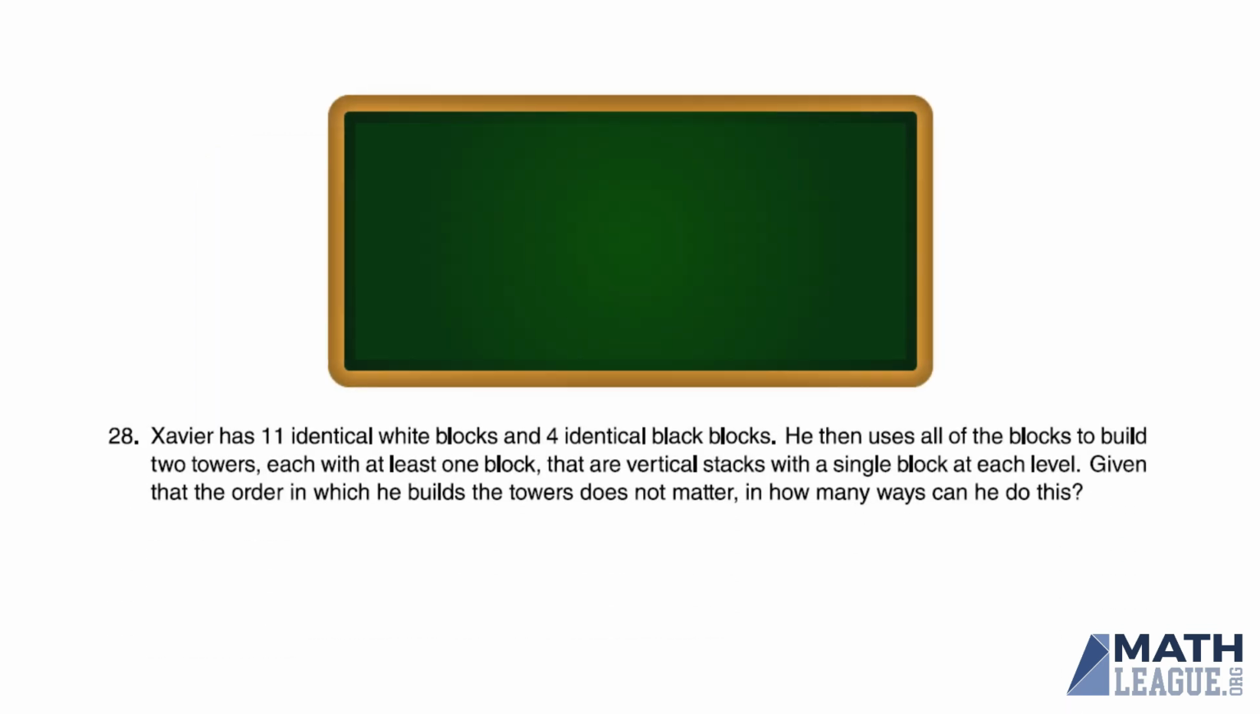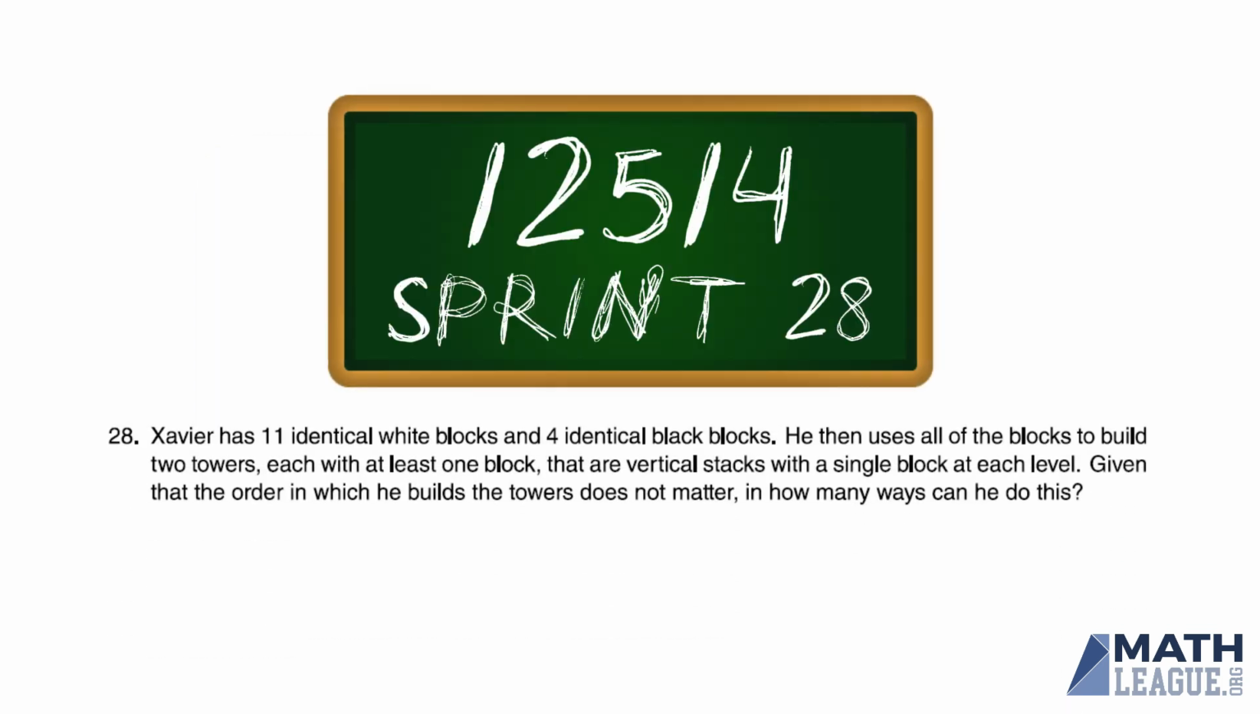We have Xavier has 11 identical white blocks and 4 identical black blocks. He then uses all of the blocks to build 2 towers, each with at least 1 block, that are vertical stacks with a single block at each level. Given that the order in which he builds the towers does not matter, in how many ways can he do this? Now, the key thing to figure out here is how many ways Xavier can divide the blocks and then build towers with them.